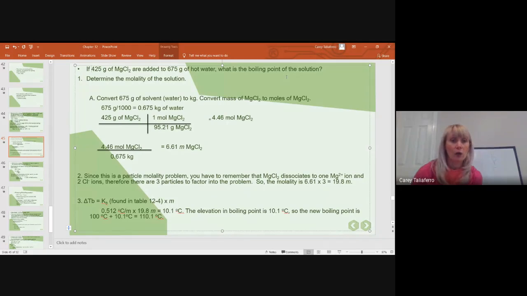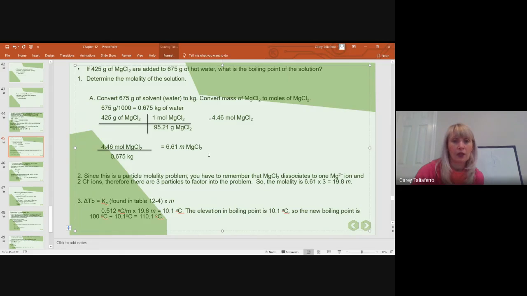All right. Well, for the molality, I have to find the mass in kilograms of water. I have it in grams, so I'm going to divide that by 1,000 and get 0.675 kilograms of water. Not too bad. But I don't have moles, I have grams of magnesium chloride, so I need to divide by the molar mass, and I get 4.46 moles of magnesium chloride. To get the molality, I divide 4.46 moles by the mass in kilograms of my solvent, water, and I get 6.61 molal magnesium chloride.